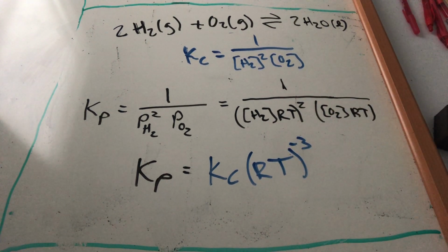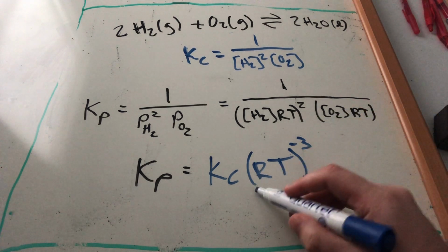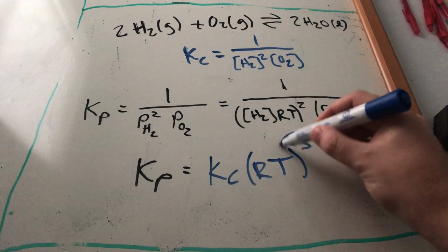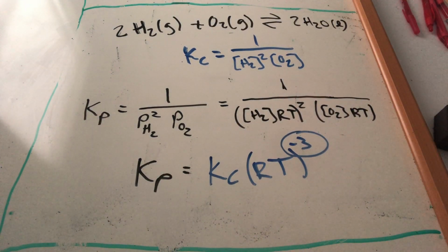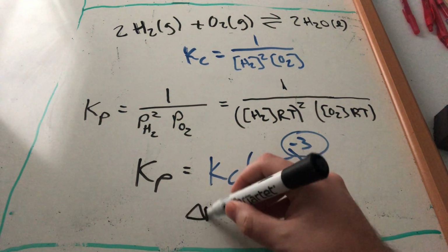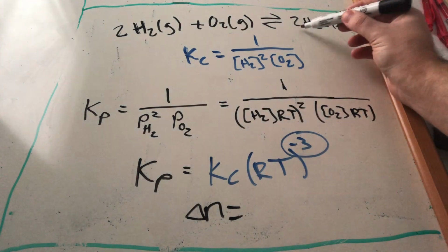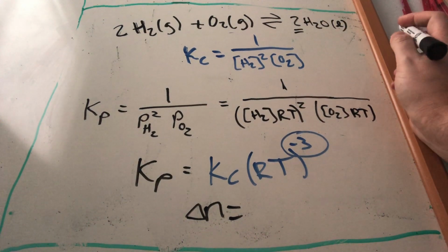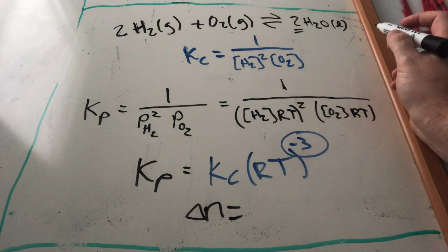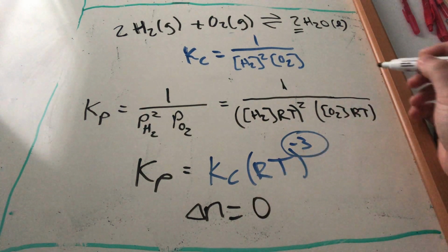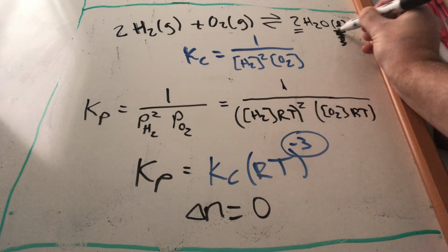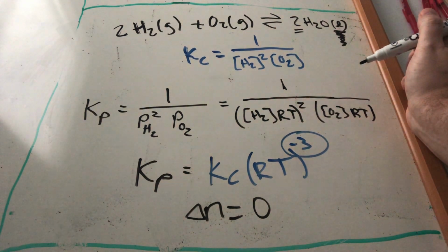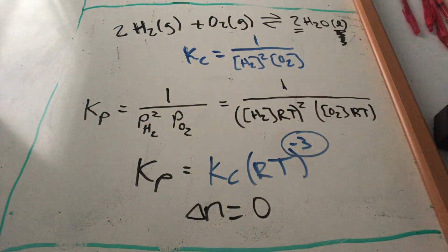Now, if you remember the expression that we're trying to go for, it's always Kc times RT to some number up here. Well, let's look at delta n here. If I'm going to try to calculate delta n for this situation, delta n would be equal to, oh, I don't include this at all. So why do I not include this in my delta n? I'm going to say there's actually 0 stoichiometric coefficients on my product side. And why is that? Remember, we only care about gases for this type of analysis between Kp and Kc.